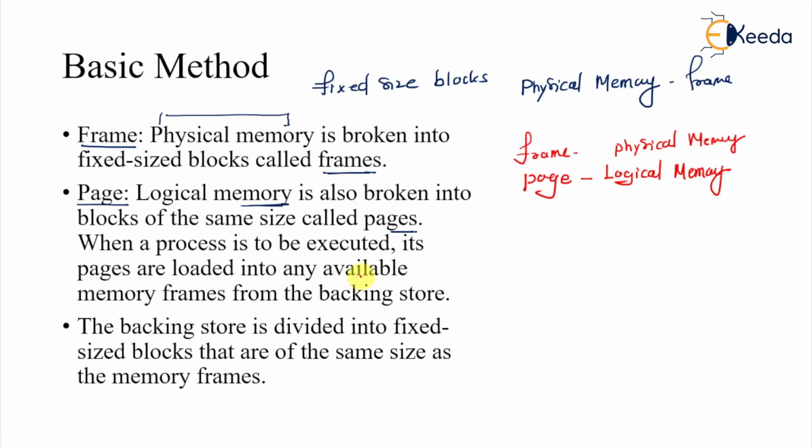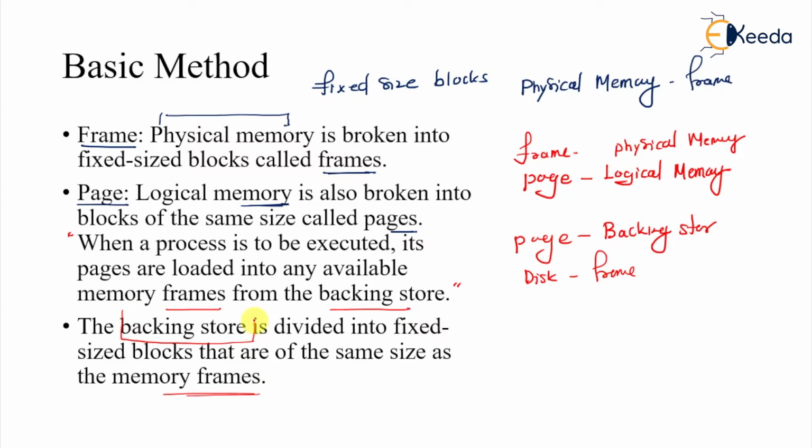When a process is executed, its pages are loaded into the available memory frames from the backing store. This is a very important part: when a process executes, we take its pages from the backing store, or the disk, and load them into the frames. The backing store is also divided into fixed size blocks of the same size as the memory frames.